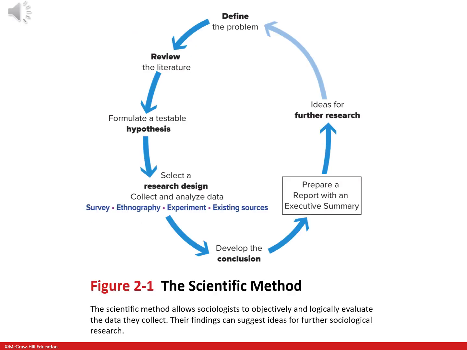Figure 2-1 gives a visual of the scientific method. For some people, instead of looking at words, visualizations are better for them to understand. So define the problem, review, formulate a hypothesis that is testable, select a research design, and with that, you are going to find a way to collect your data and collect your samples. Then you're going to have a conclusion and think of ideas for further research, and you would think about your limitations when it comes to that portion of your scientific method, of your research design.